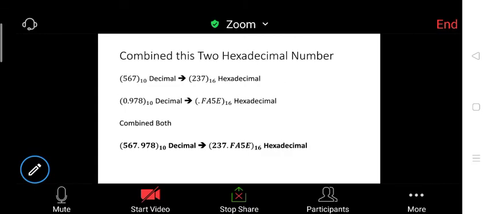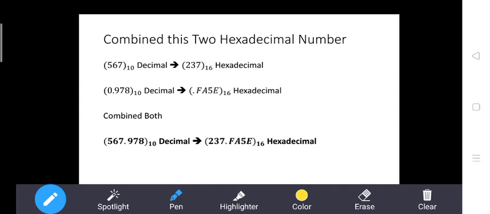So I combine these two parts. 567 decimal is equal to 237H. 0.978 decimal is equivalent to 0.FA5EH. So for 567.978, my answer is 237.FA5EH.